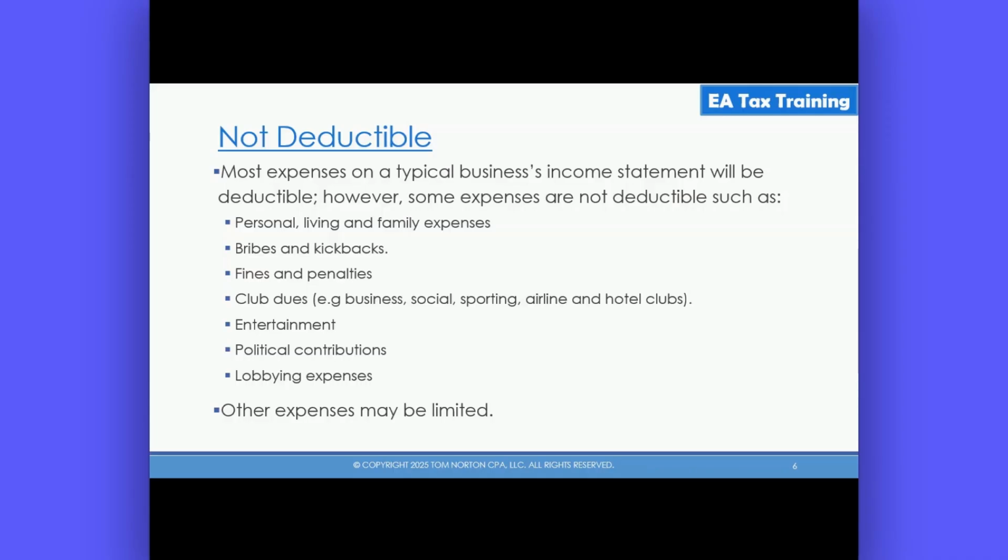Similar with the airline and hotel clubs. You might say, yeah, but when I'm traveling, I need a quiet place to make my phone calls and to do my work. That might be a great idea. You can certainly do that, but you cannot deduct the cost of those club dues. Next is entertainment is not deductible. In the past, it was. You could deduct all or part of it, but no longer can you deduct entertainment. Political contributions are not allowed, and similarly, lobbying expenses are not allowed as deductions for tax purposes. And there are other expenses that may be limited, such as meals, that we will talk about.